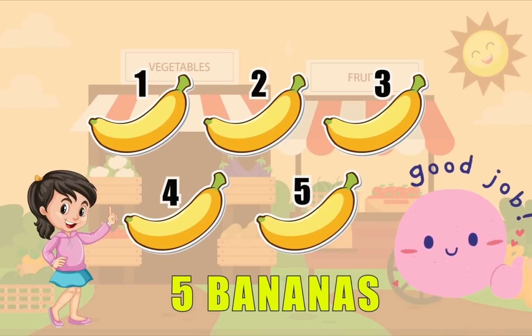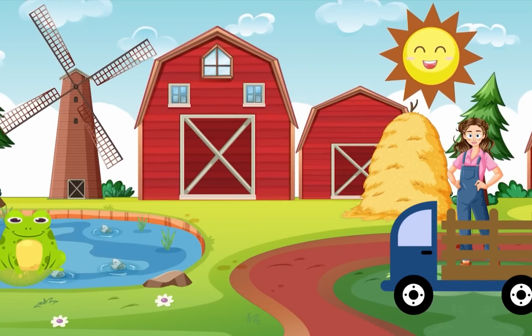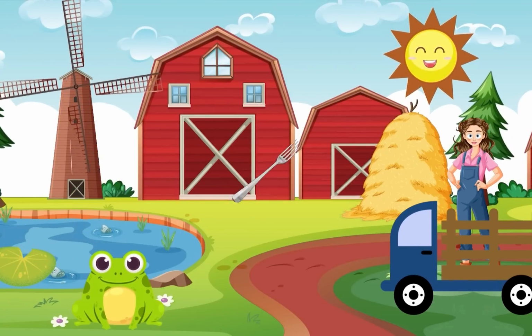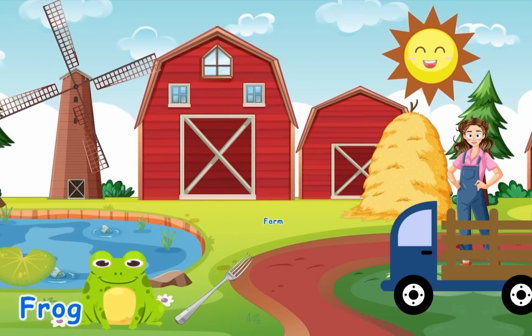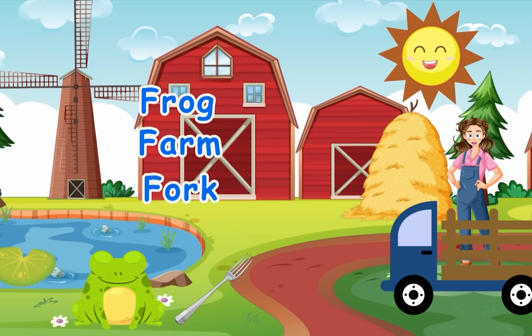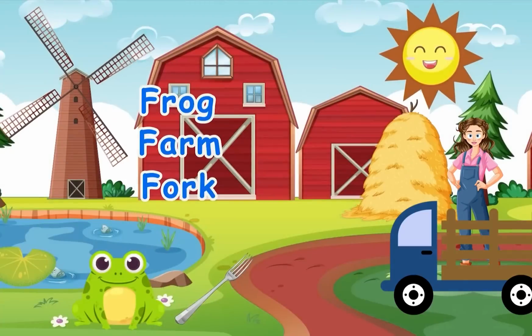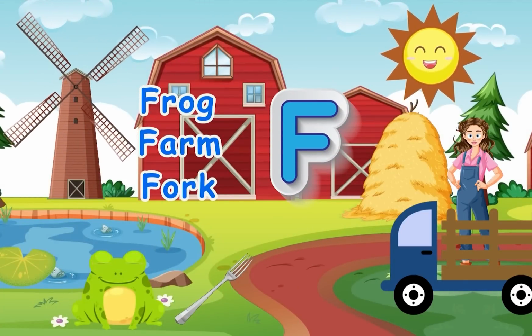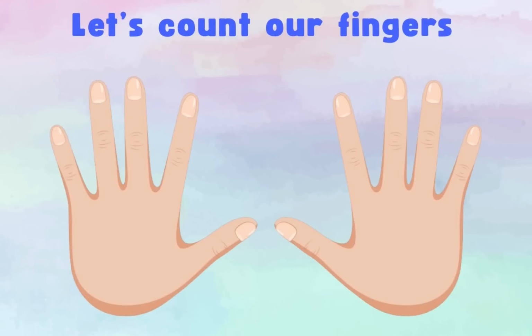Good job counting. We are at the farm. I see a frog. And beside the frog is a fork. What do you think is our mystery letter for today? It's the letter F. That's right. Good job, kids.